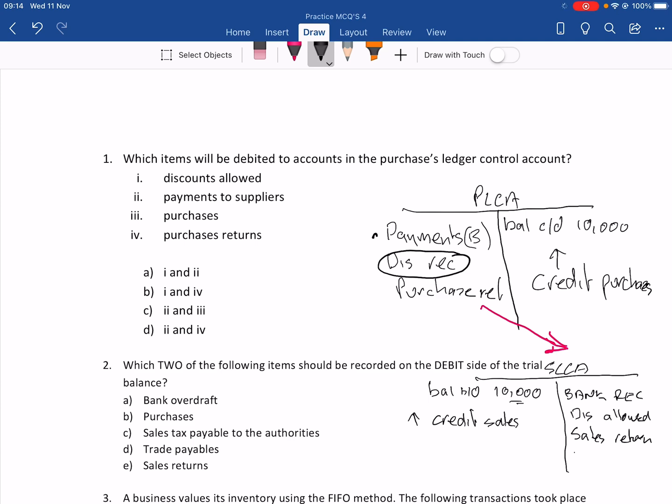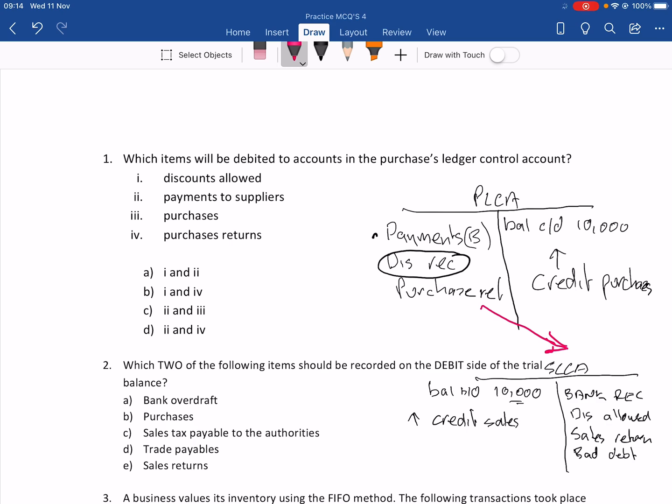A couple more so far as the sales ledger control account is concerned are to do with bad debts. So a bad debt would reduce the amount of money that our customers owe us because we're not going to get it back. So that would be a bad debt. And then finally, as I've said in class, we've got what we call the contra entry. I'll do this in a different colour.